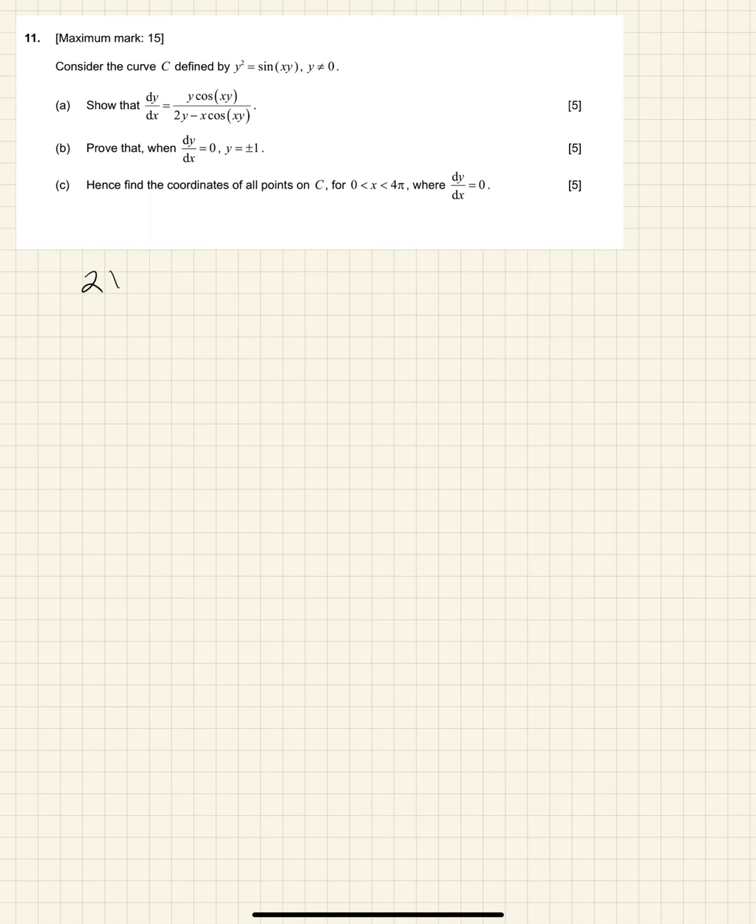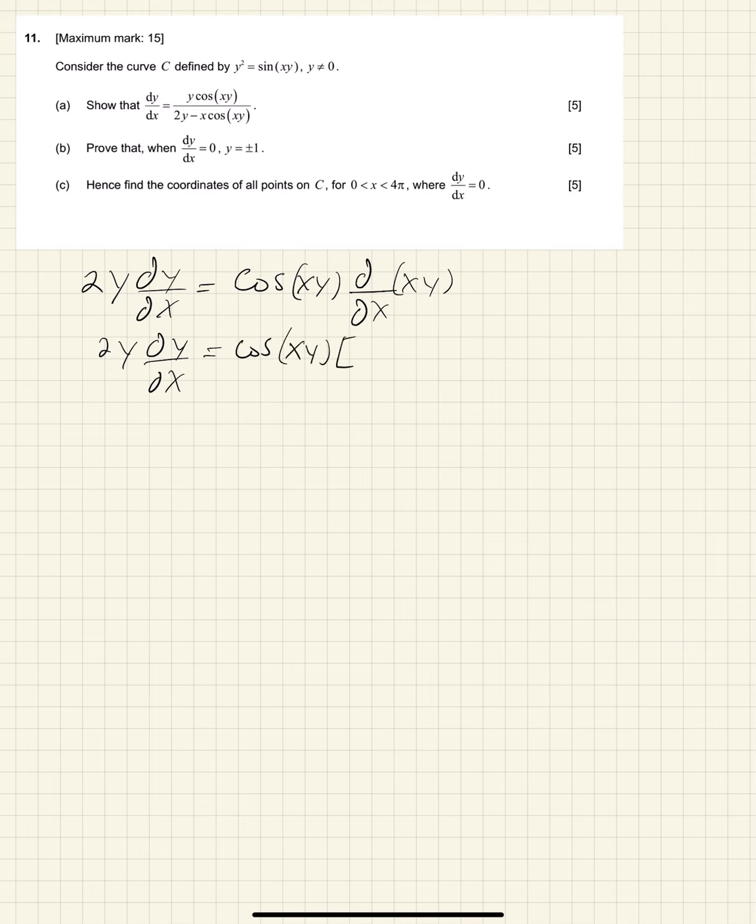So y squared is going to be 2y dy dx. Now I'm going to take the derivative of sine xy, which will be cosine, and then I need to differentiate the inside function. So just to be very clear about this, 2y dy dx is equal to cosine of xy. Now what's the derivative of xy? What do we need to use right here? Product rule. Good, we need the product rule. The derivative of the first times the second plus the first times the derivative of the second.